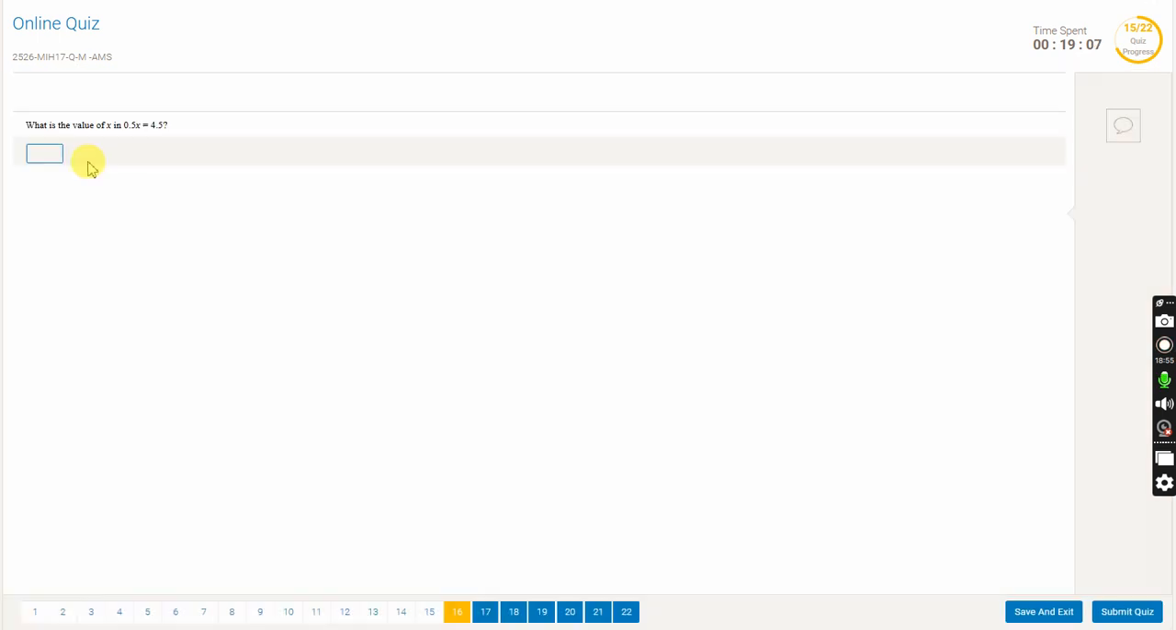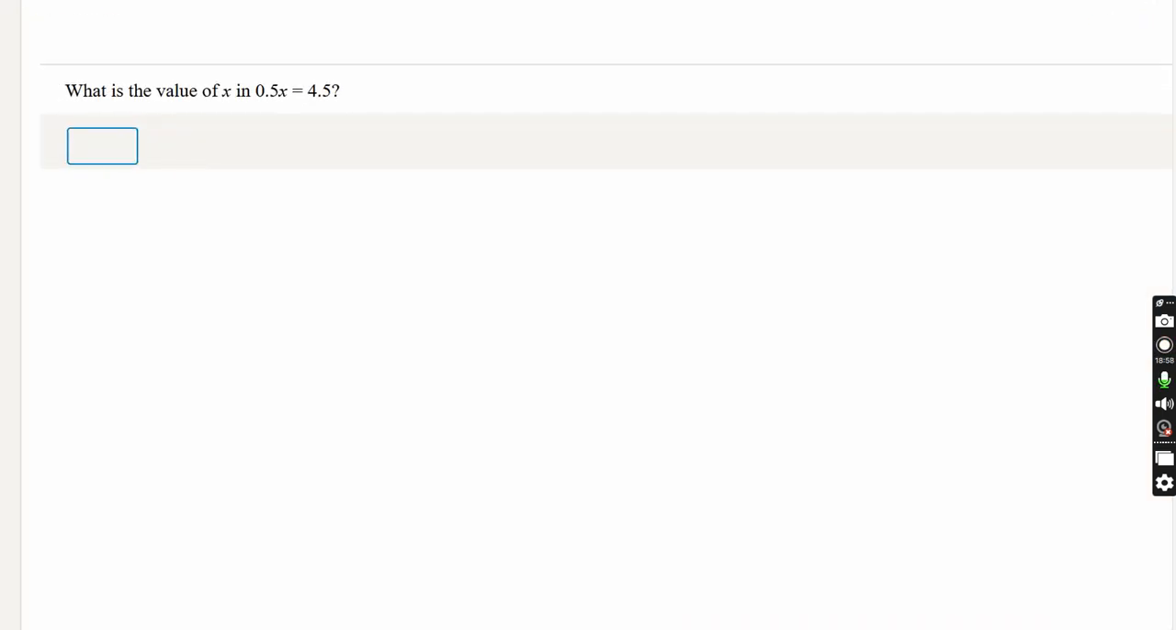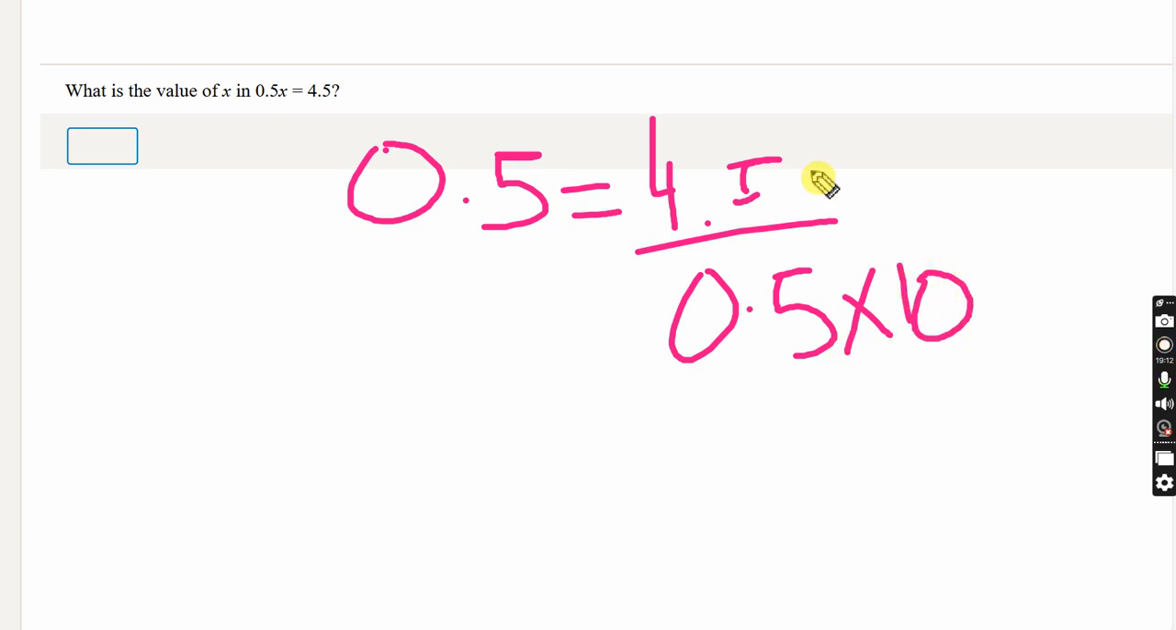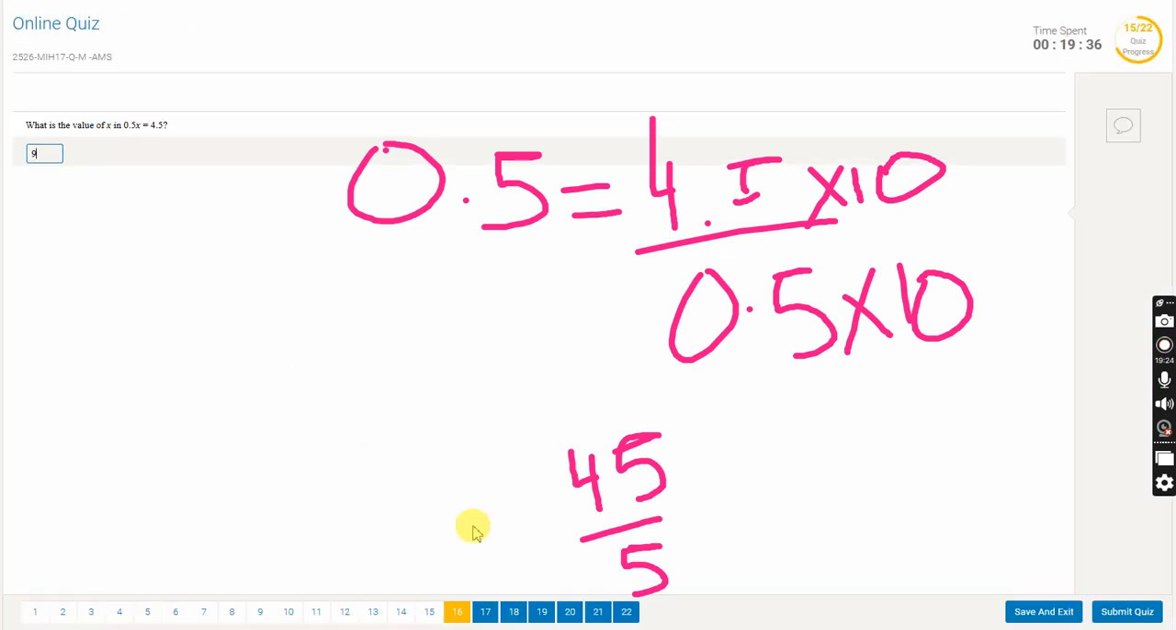Let's do this now. 0.5 and 4.5. So again, the same process again. 4.5 divided by 0.5. You multiply here by 10, you multiply by 10. 45 by 5. 45 divided by 5 is 9.